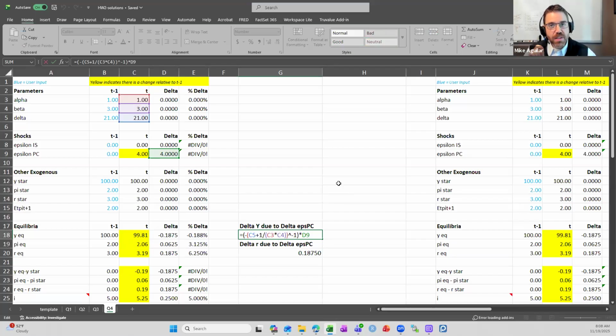The piece that's different than just taking a partial derivative is that we need a number. So we discretize. That's why I'm multiplying by D9, which is the change in the Phillips curve shock. So that means that we would expect the change in disposable income, given the size of this shock, to be minus 1.875. Hey, look at that.